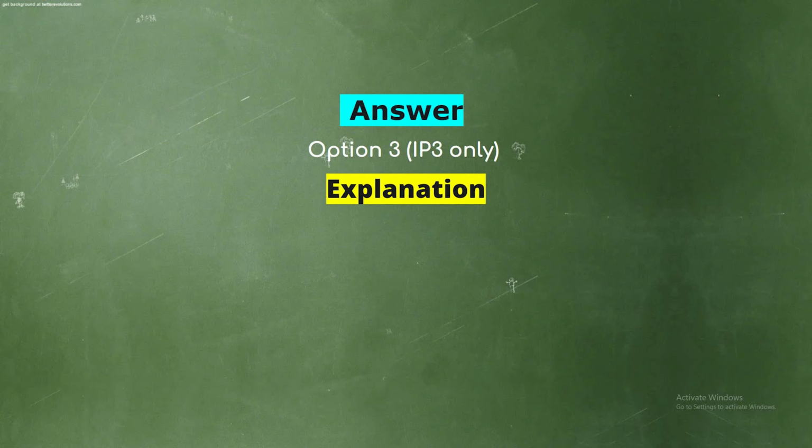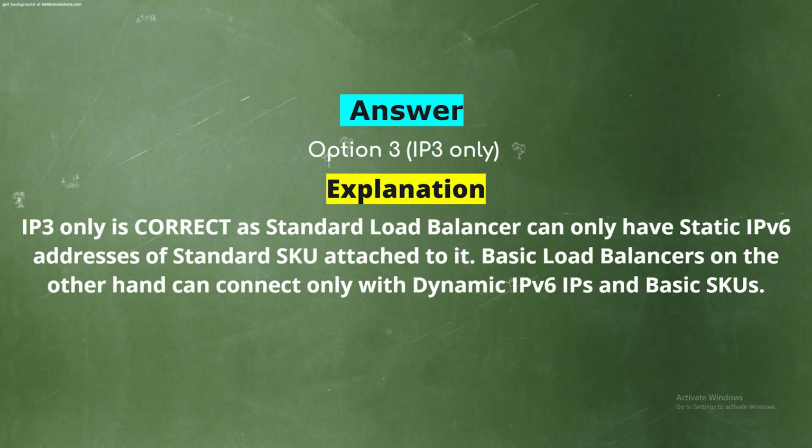Explanation. IP3 only is correct, as standard load balancer can only have static IP addresses of standard SKU attached to it. Basic load balancers, on the other hand, can connect only with dynamic IPs and basic SKUs.